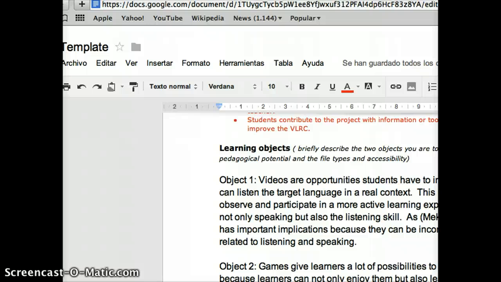As Mel Heiner, 2011, proposes, videos have important implications because they can be incorporated in language assessment related to listening and speaking skills.